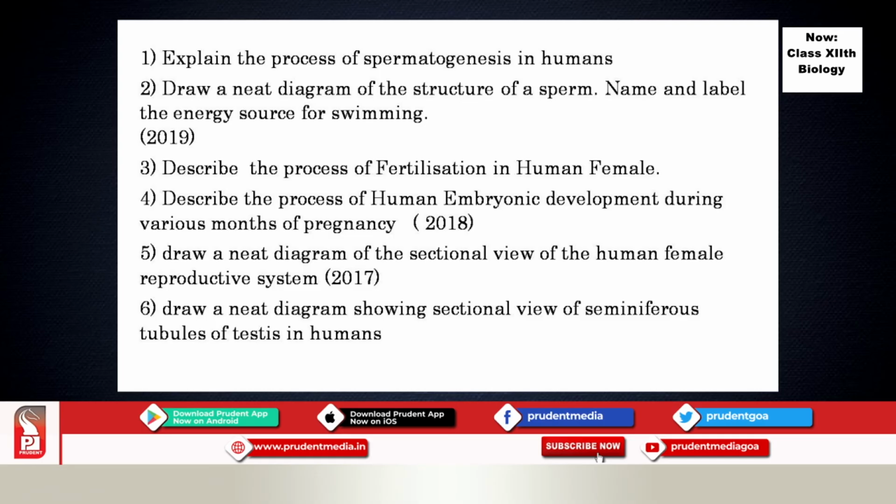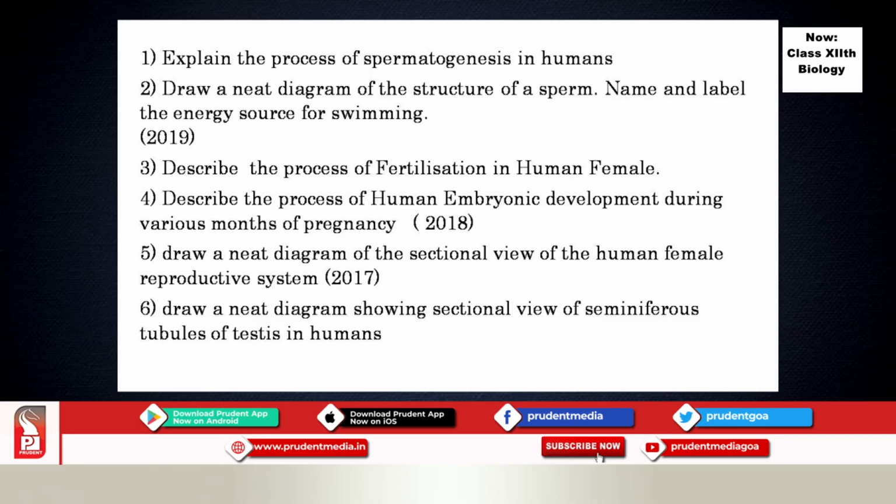Remember, we had discussed the head, the neck, the middle part and the tail of the sperm. That diagram is very important, students. Then the process of fertilization in human female. Describe the process of human embryonic development during various months of pregnancy. Draw a neat labelled diagram of sectional view of human female reproductive system.